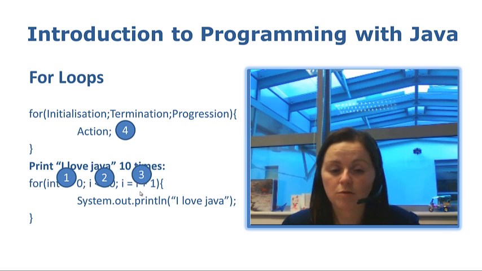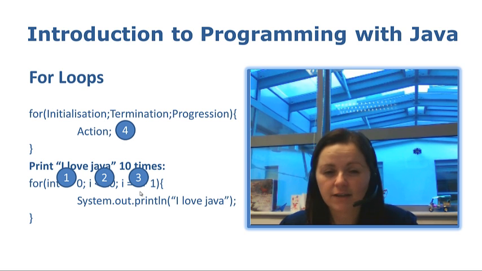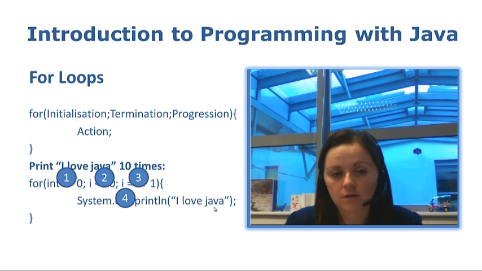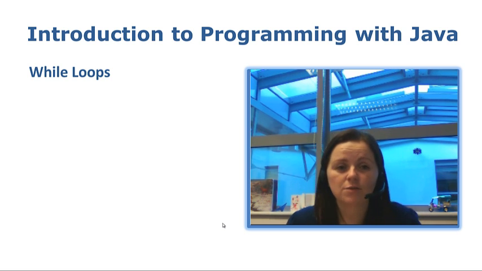So that's my progression. And then finally, my action for the loop is System.out.println("I love Java"). So the thing that I want to repeat over and over and over again is my action. And they're my 4 components. That's the for loop. The next loop we're going to take a look at is a while loop.